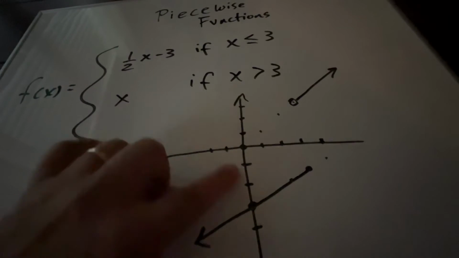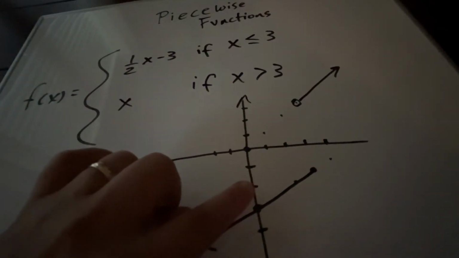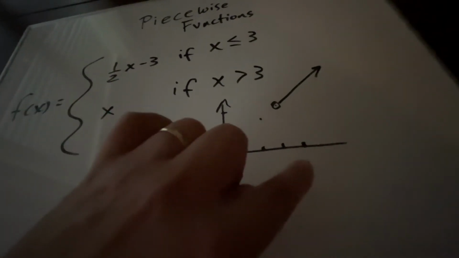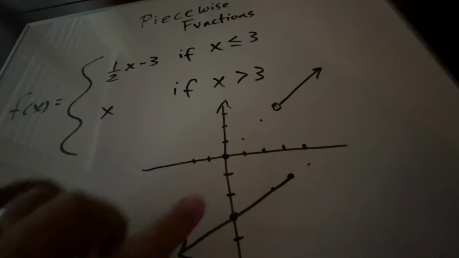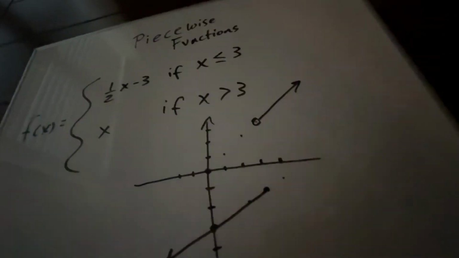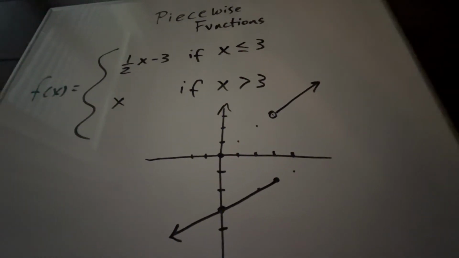So on my graph, I come down and put a point here at -3, and I go up 1 and over 2, and up 1 and over 2. And you know, a lot of times when I'm doing this, I'll draw the entire line in pencil, and then I'll come back and erase the part that's not included.